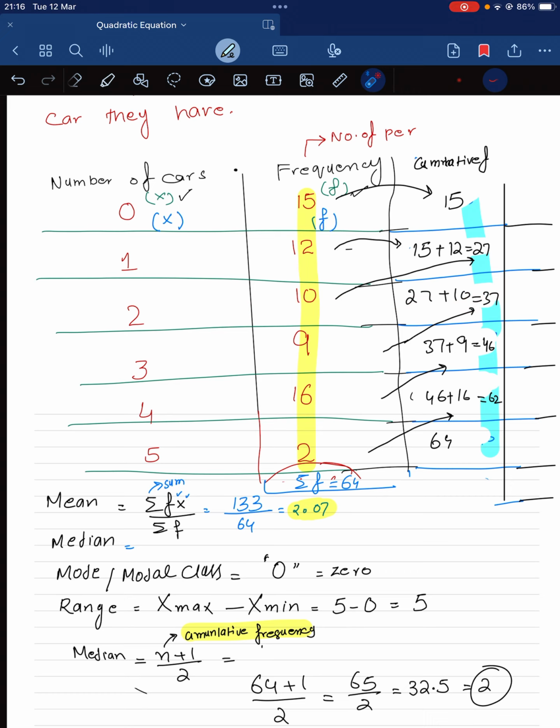And the modal class is the class which has the highest frequency. The range is the same thing as we did for the ungrouped data. The range is basically the maximum value of x minus the minimum value of x. This will give us the range. This is all about grouped data, ungrouped data, and frequency tables.